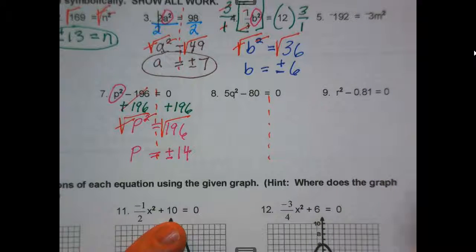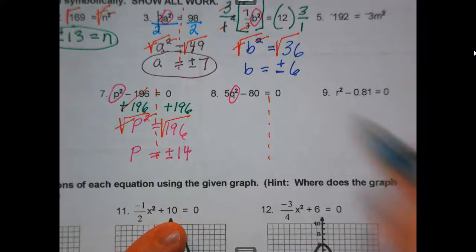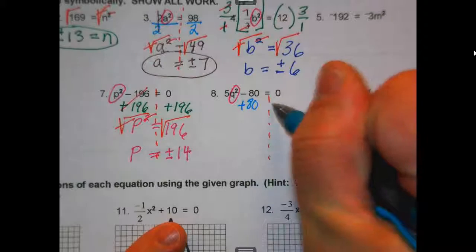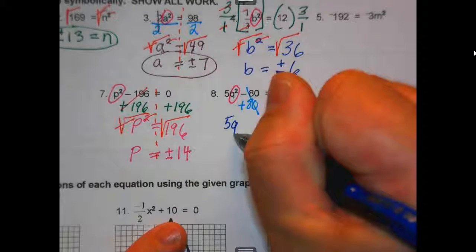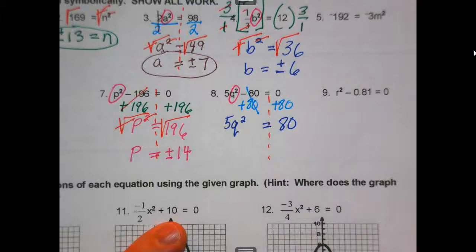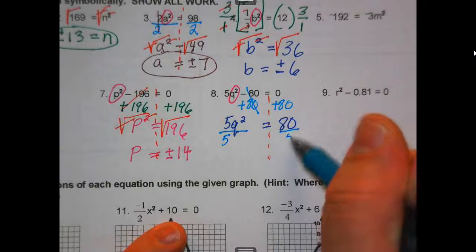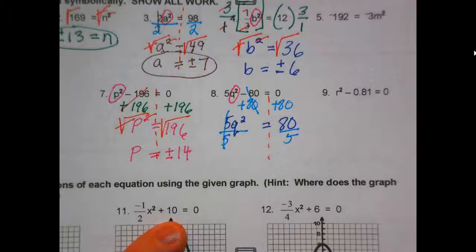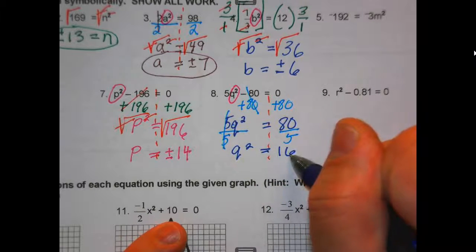We got to get Q squared by itself. So the first thing I'm going to do, add 80 to both sides. So I have 5Q squared equals 80. I've got to get the Q squared by itself, so I'm going to divide by the coefficient 5. So I get Q squared equals 16.